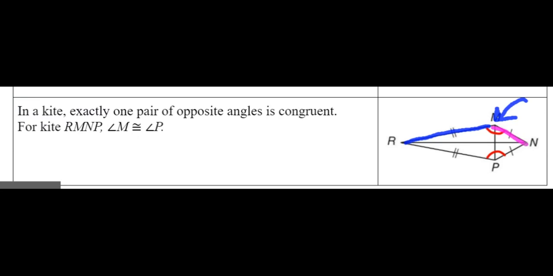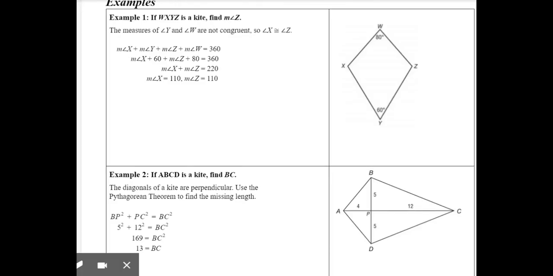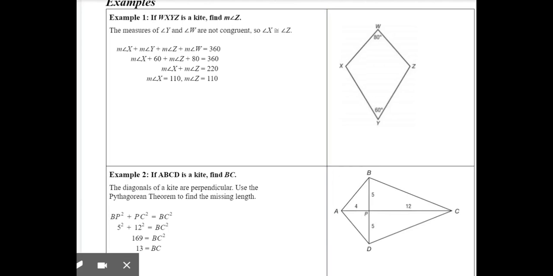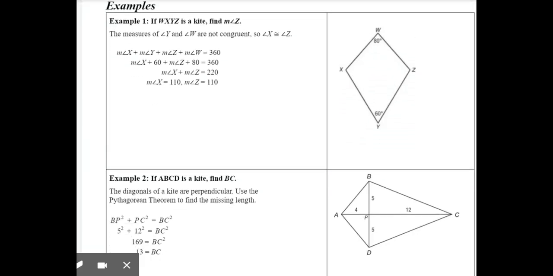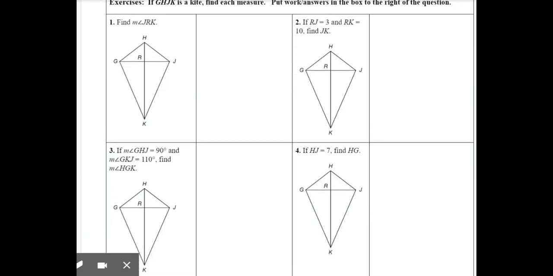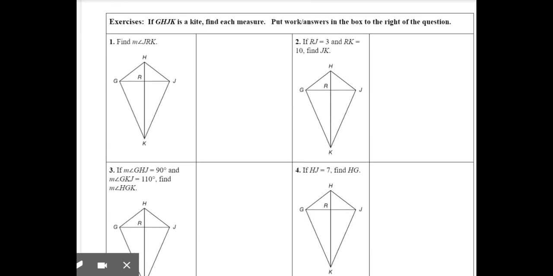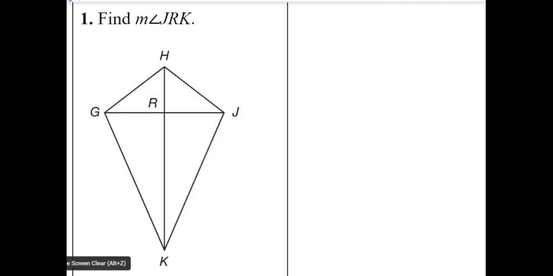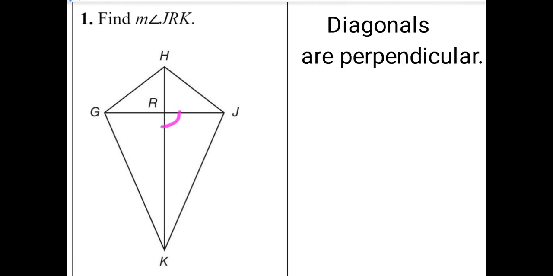Let's move on to the questions. You'll notice on the second page, there are a few examples for you to go over. I'm going to let you go over those on your own, and I'm going to take you to the examples on the next page. So let's start with number 1. We are looking for the measure of angle JRK. If you look closely, you'll see that JRK is the angle made by the diagonals. And in a kite, the diagonals are perpendicular. So therefore, JRK has to be 90 degrees.